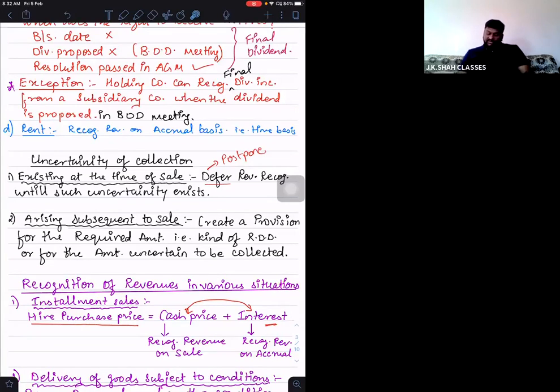So what it is saying is, create a provision for the required amount, that is kind of RDD, for the amount uncertain to be collected. So whatever is the amount that is uncertain to be collected, for that you have to create a reserve for doubtful debts.